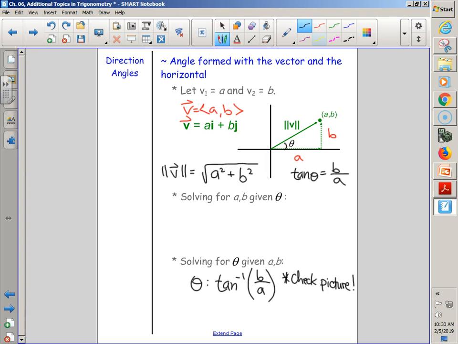So hold on, wait a minute. Tangent only helps if I have A and B in getting theta. Who else could be helpful? Well, we have sine. Sine equals opposite over hypotenuse. Cosine equals adjacent over hypotenuse.